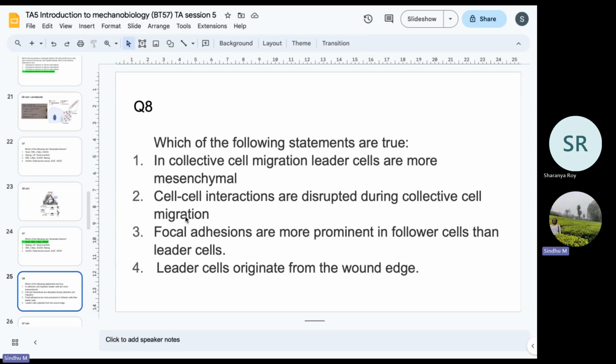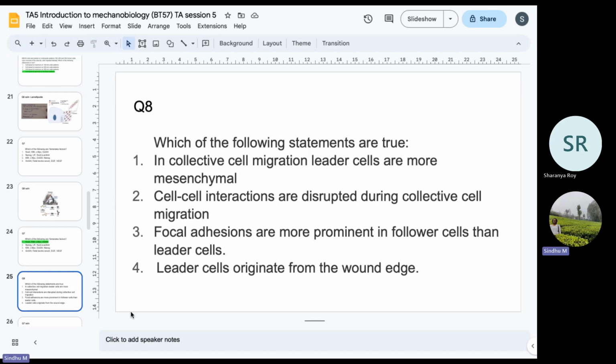And option B is not correct because, like I was telling before itself, during collective cell migration, they will migrate as a group. So the cell interactions will still be there, and they will move together. The cell bonds will not be broken.